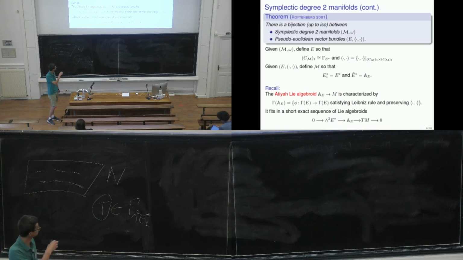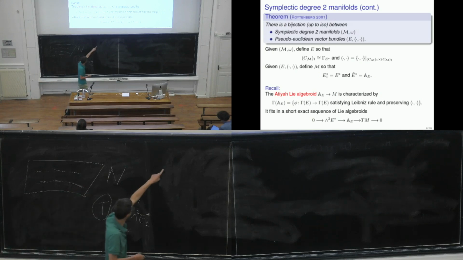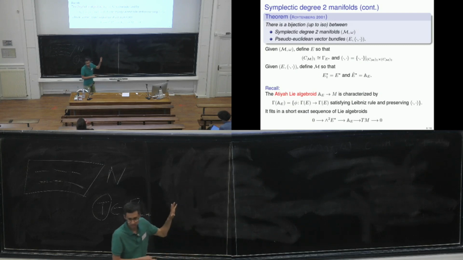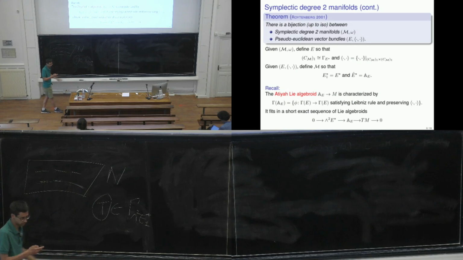And so its sections are covariant differential operators that preserve the metric. And since we have this short exact sequence, the first map here is an injection, so that gives you the map in this characterization of degree 2 manifolds I gave at the beginning. Okay, so this is due to Roytenberg, and I learned today also to Pavel Ševera. And I also heard people saying that Weinstein had known about this, but I'm not sure.